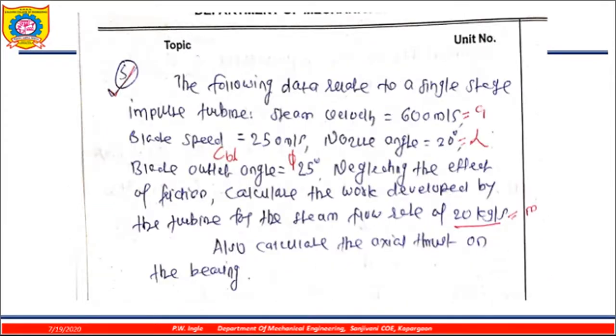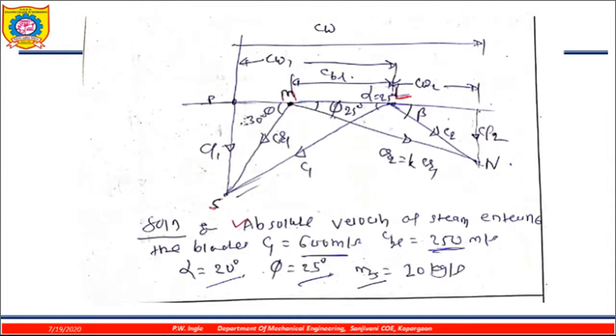Now next, the following data is related to a single stage impulse turbine. Steam velocity is 600 meter per second. Blade speed is 250 meter per second. Nozzle angle is 20 degree. Blade outlet angle is 25 degree. Neglecting the effect of friction, calculate work developed by the turbine for the steam flow rate of 20 kg per second. Also calculate axial thrust on the bearing.